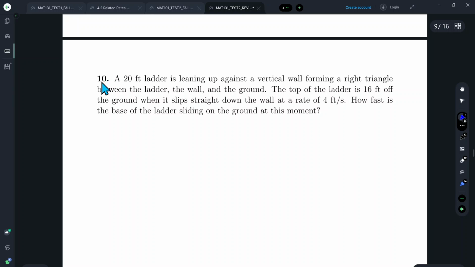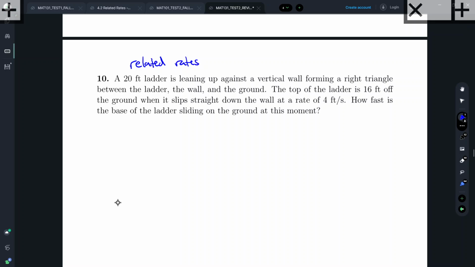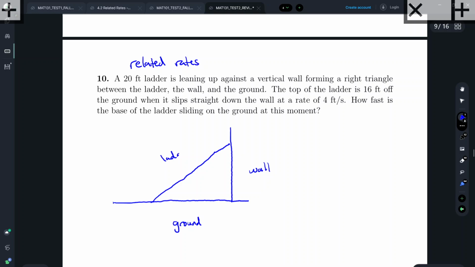Okay, so in problem 10, we have another related rates problem. It says a 20-foot ladder is leaning up against a vertical wall, which forms a right triangle between the ladder, the wall, and the ground. So basically, if you imagine what it looks like, this is the ground, this is the wall, and you have a ladder leaning against it. Okay, so this is the right triangle that the problem is referring to.